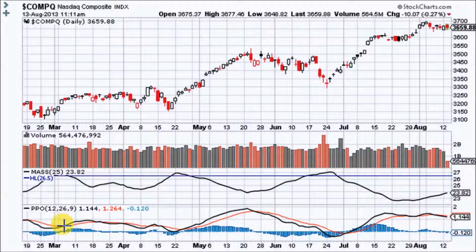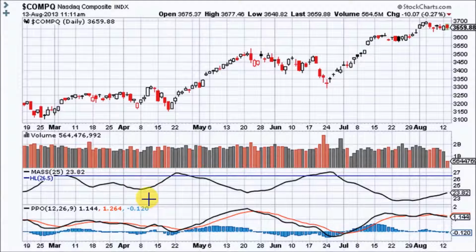At that particular time, PPO was giving a buy signal, and as soon as Mass Index crossed back down through 26.5, the buy signal where PPO crossed up through the signal line and the histogram came out of negative territory above 0 and became positive. So this particular signal on Mass Index was a buy signal, and the stock did go up a little. Here's another instance of it.